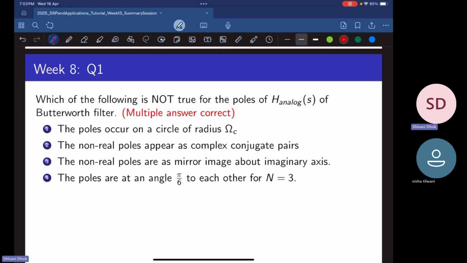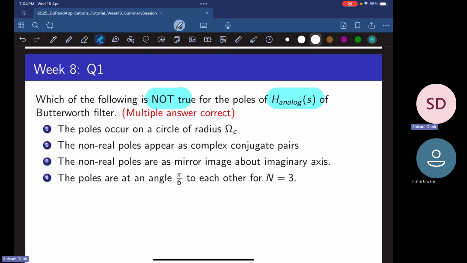This question is from week 8, question 1 of week 8. It is related to the Butterworth filter design. It says: which of the following is not true for the poles of H analog of S of a Butterworth filter? They are asking what properties the analog filter designed using the Butterworth approach does not follow in its transfer function or system function.